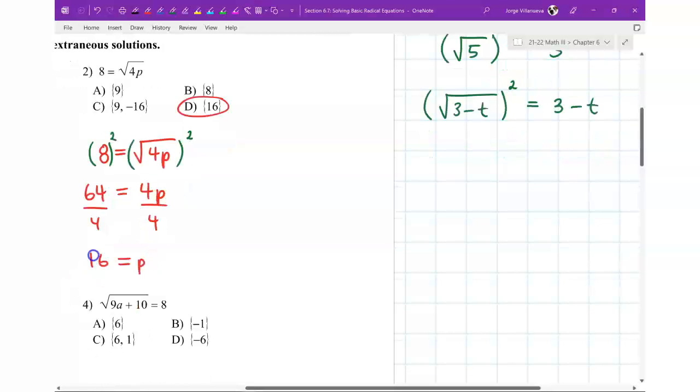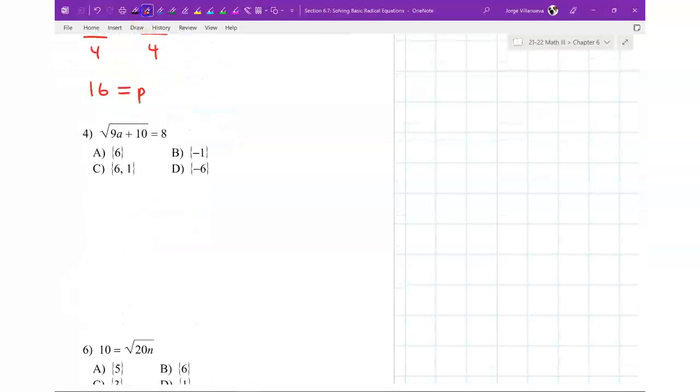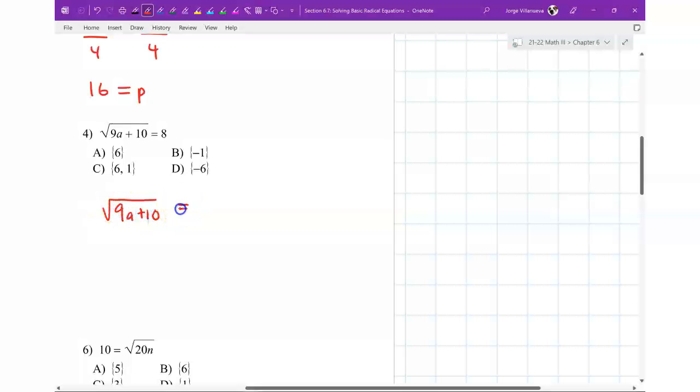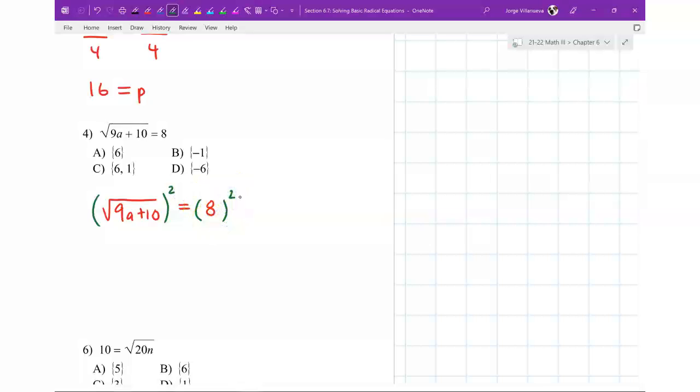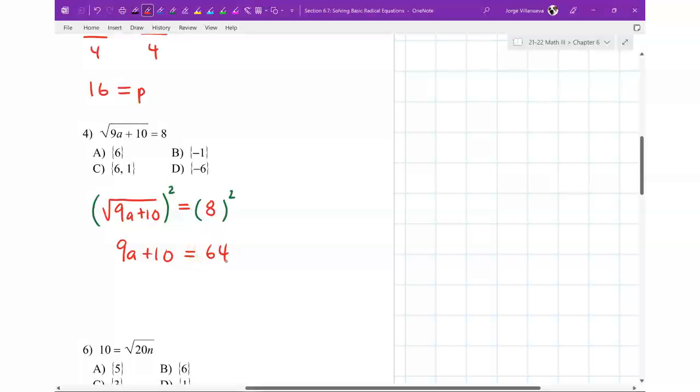Okay, so let's look at this next one. It looks a little bit more complicated, right? Now there's more things inside the square root. But all you have to do is square both sides. And when you do that, what comes out on the left side? What should I write? 9a plus 10. And on the right side, what we just saw, 8 squared was 64, right?